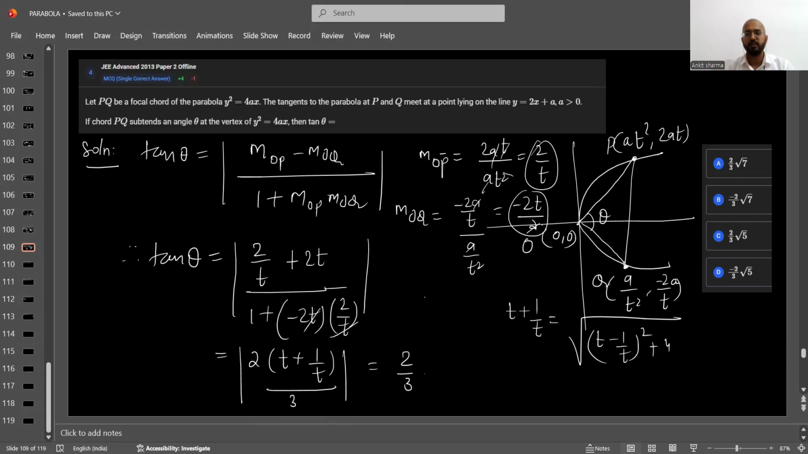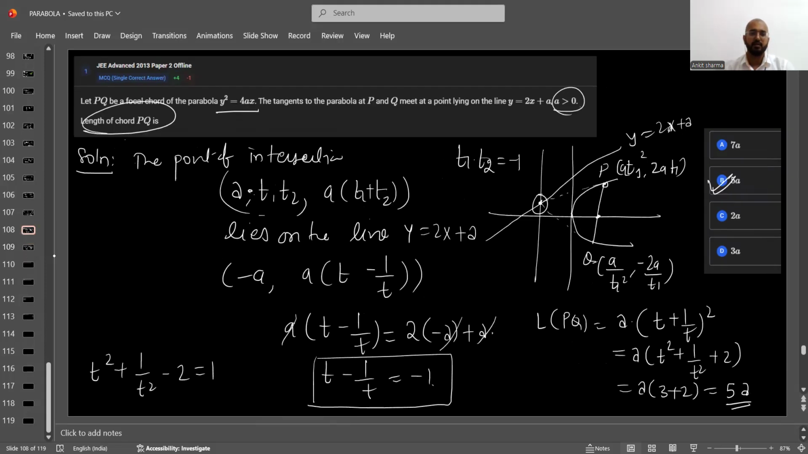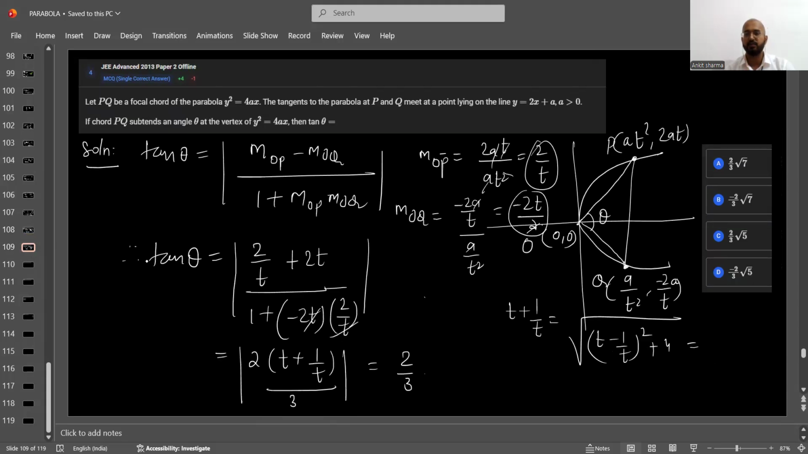Yes. So (t minus 1 over t) square is basically what? Minus 1. So we have seen here, (t minus 1 over t) square is minus 1. So I can just write down 4 plus 1, 5. So this is going to be root 5 here. So all I need to do is plug in here. So since we want the acute angle, this is 2 over 3, and then here root 5. 2 over 3 root 5 is given here.